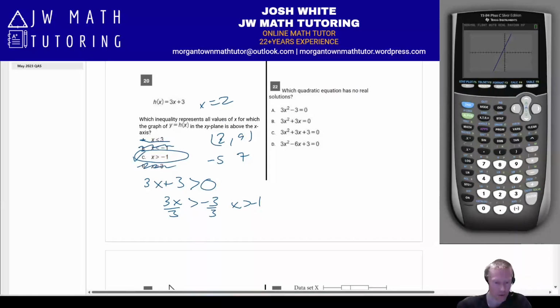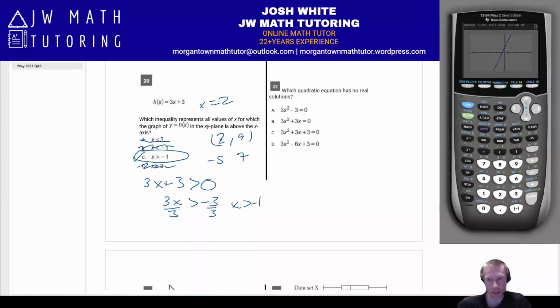All right, 22. This one, there are multiple methods you could use to solve this. So one method is to go ahead and graph out all of these functions. Well, these are equations, but if you set them equal to y, then you'd have a function. But to graph all these out on the calculator, and then you're going to be looking for the one function that does not cross the x-axis anywhere.